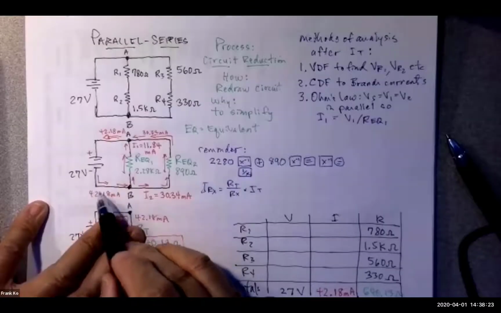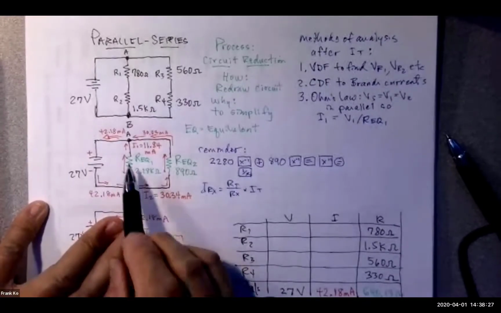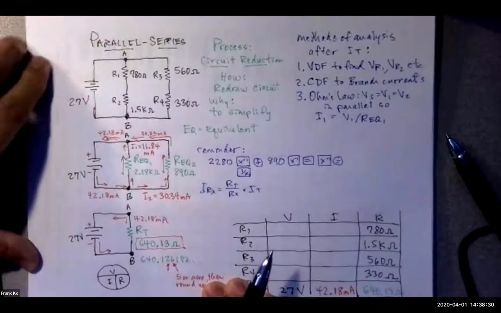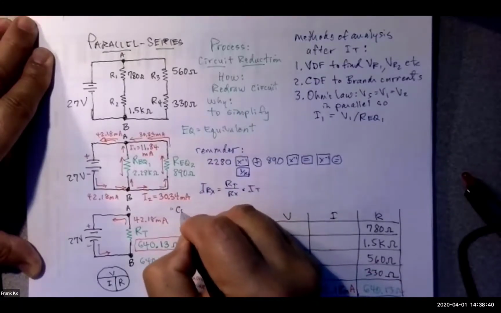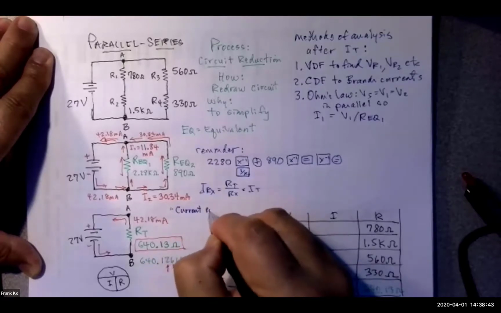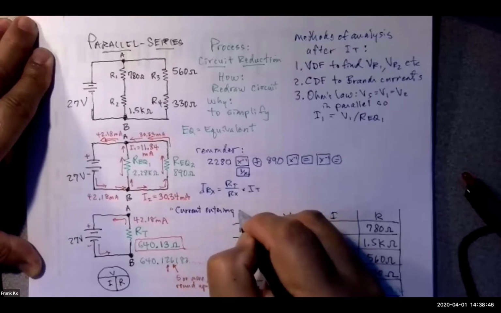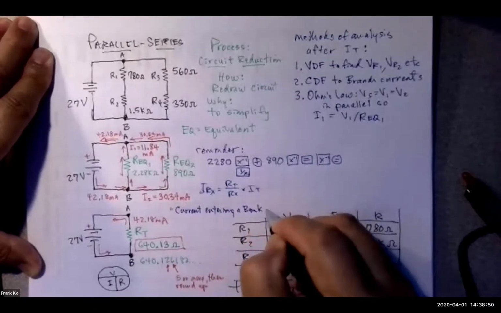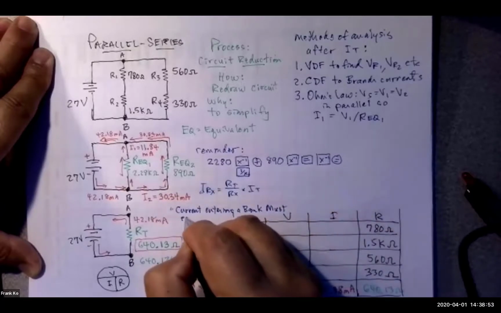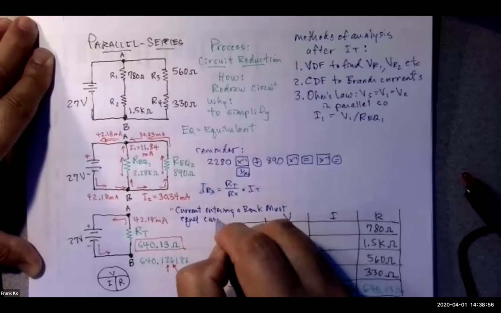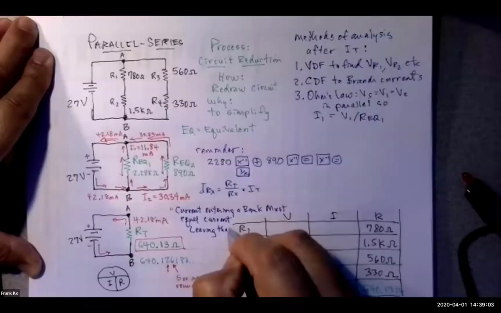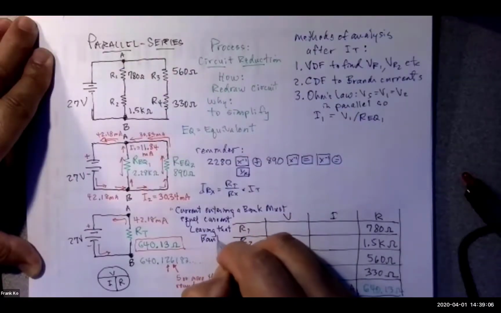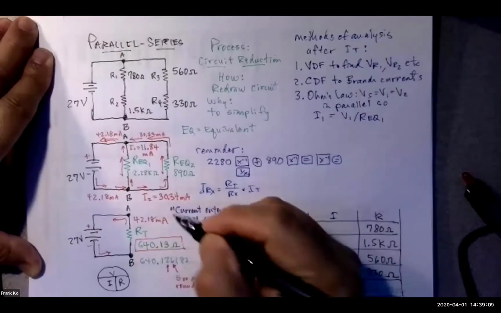So the current that goes into a bank has to equal the current that comes out of the bank. Are we clear on that? I will write this down. Current entering a bank must equal current leaving that bank. And bank, if you remember, was a nickname that was given for a parallel circuit.